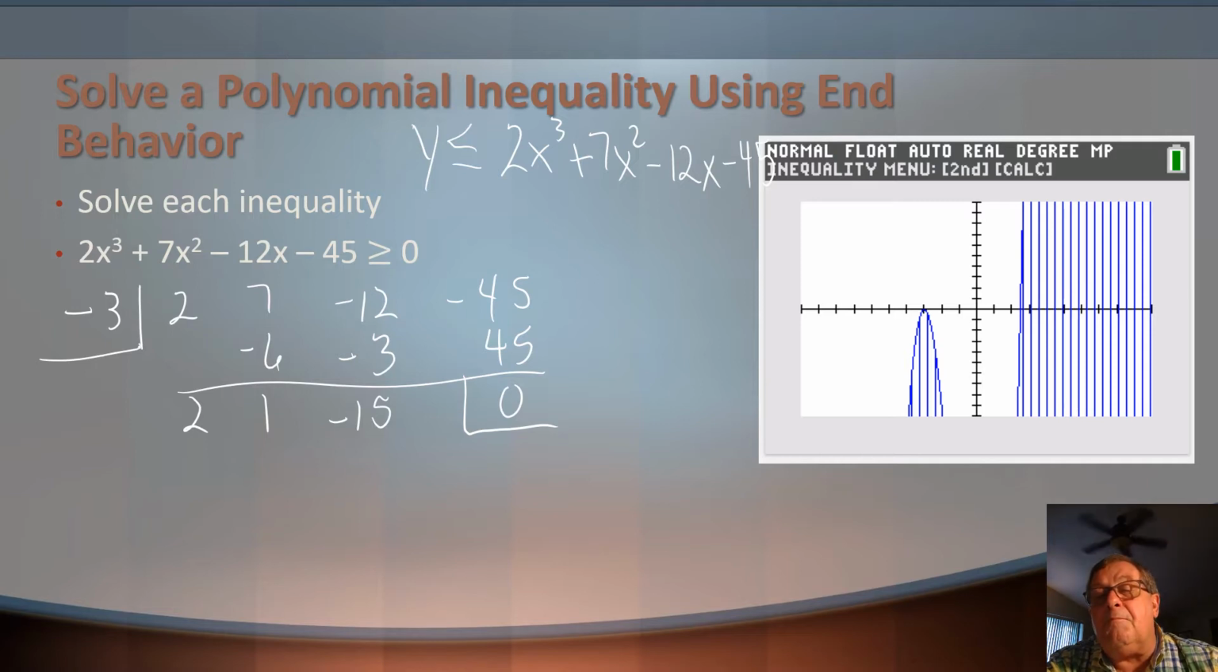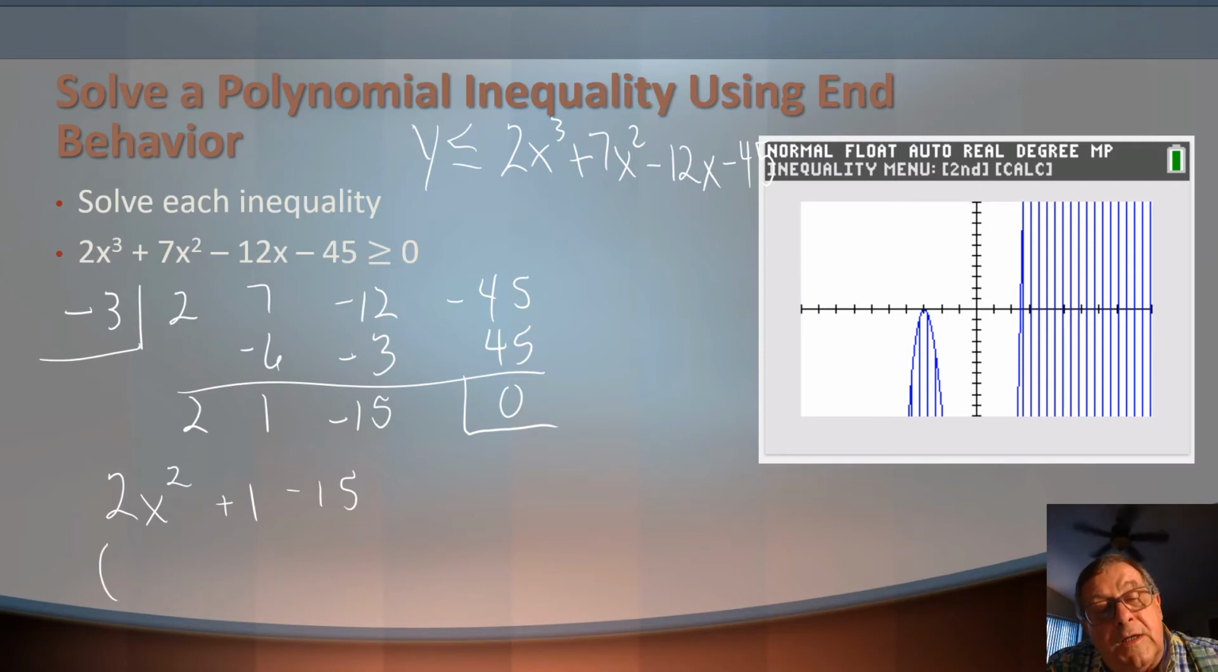But you know, it looks like it bounces off that negative 3. It doesn't really cross it. It just hits it and then turns right back around and goes the other way. Well, let's factor this quadratic. So I got a depressed polynomial now that I could write as 2x squared plus x minus 15. And I need to factor that.